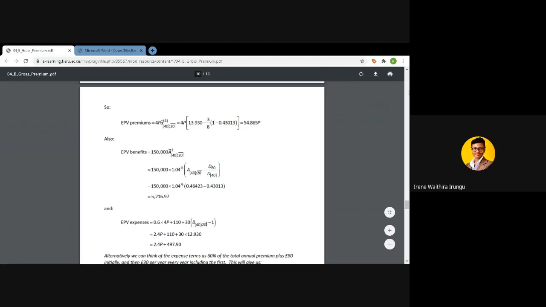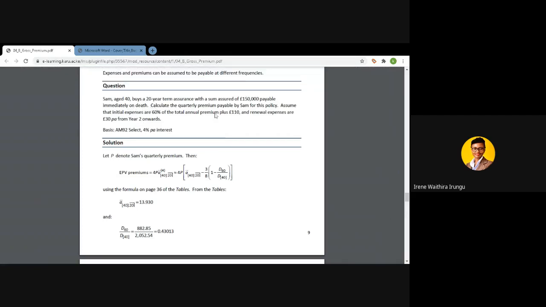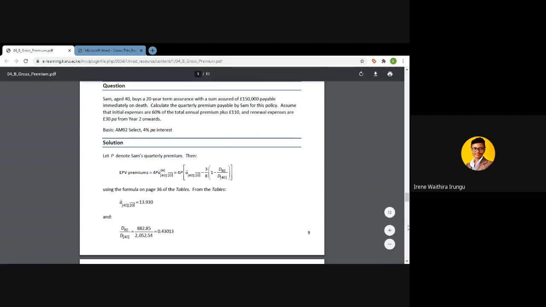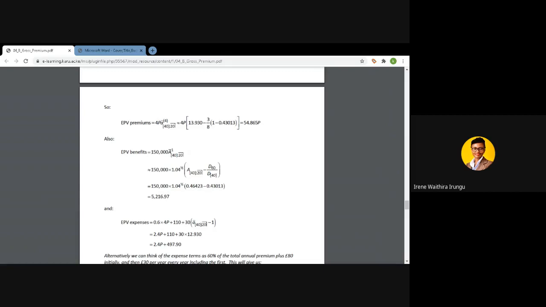So we can look at the EPV of benefits. We are told that Sam, aged 40, buys a 20-year term assurance with a sum assured of 150,000, payable immediately on death. Every time you see an assurance contract that is paying immediately on death, you should know that you're dealing with an Ā for the respective contract. So this is our sum assured, and we have an Ā there to denote that the sum assured is payable immediately on death.